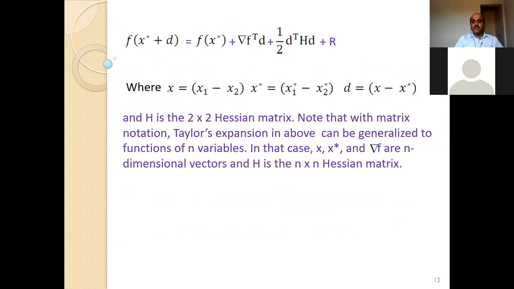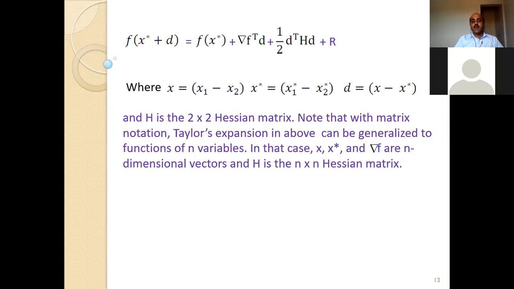Able to get it? So f of x star plus d is equal to f of x star plus gradient of f transpose times d plus half times d transpose times H times d plus R, where H is the Hessian matrix and del f is the gradient vector for us. Where x is equal to x1, x2, x star is equal to x1 star, x2 star, and d is x minus x star, where H is a 2 cross 2 Hessian matrix.